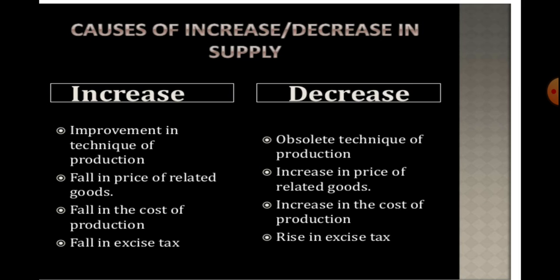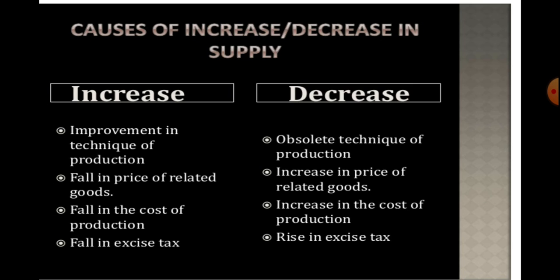As we have already discussed, first is improvement in technique of production. Because of improvement in technique of production, there will be reduction in cost of production and the firm or the producer will be able to produce more units of the commodity. Hence, he will be ready to offer more for sale. So what we conclude, whenever there is improvement in technology, there will be increase in supply of the commodity.